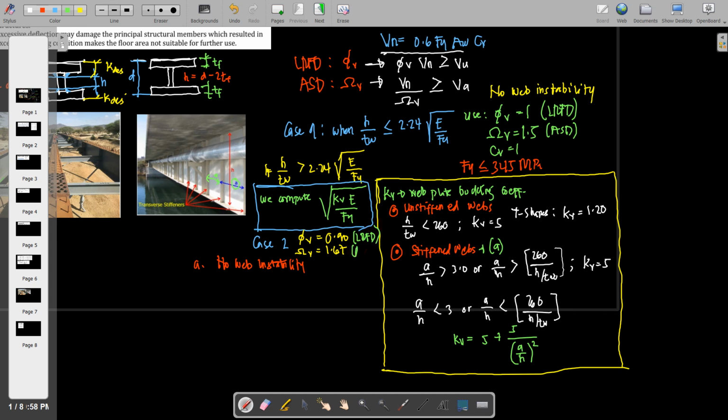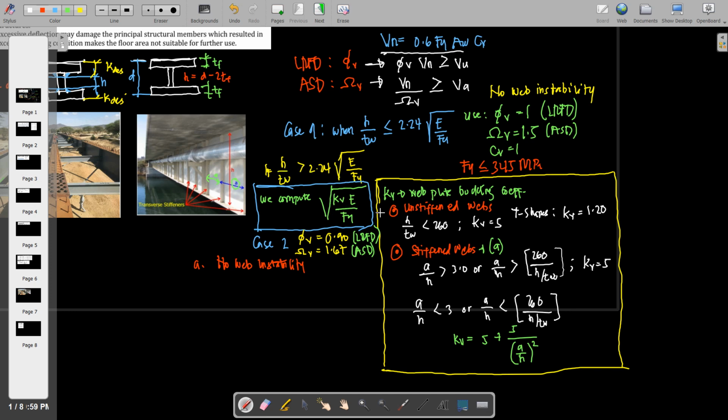And this is also ASD. So, see the difference, no? So, magkaiba yung value ng phi tsaka omega in case 1, where we satisfy this, kapag ito, H over TW is less than this expression, no? Now, kapag hindi naman, otherwise, then the ratio H over TW shall be greater than 2.24.